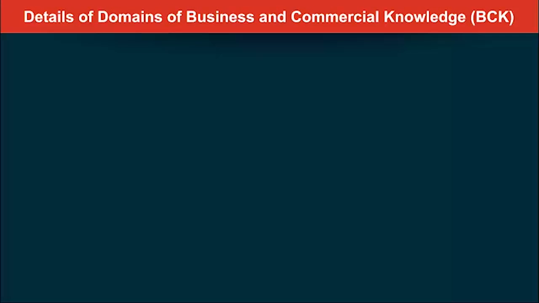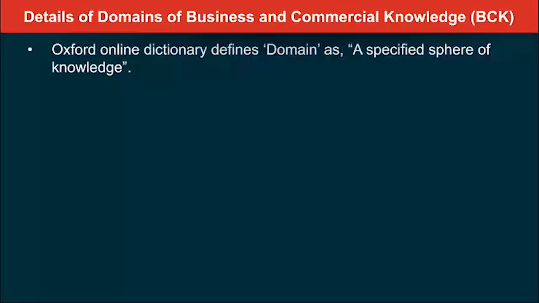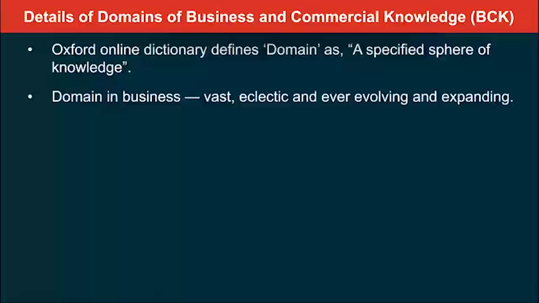So what we have seen in our first introduction is that the domains of business and commercial knowledge are pretty vast. What do I mean by that? What is a domain? A domain is a specified area of knowledge or sphere of knowledge. Oxford Online Dictionary defines it as a specified sphere of knowledge, an area of knowledge, right? So domain in business, what would you say? It is very vast, isn't it? It's eclectic, I'll come to it in a minute, and then ever evolving and ever expanding.